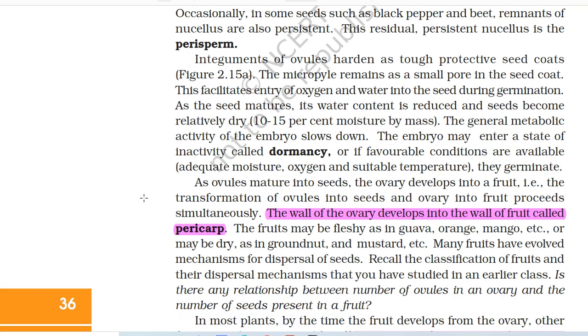Integuments of ovules harden as tough protective seed coats. The micropyle remains as a small pore in the seed coat. This facilitates entry of oxygen and water into the seed during germination. As the seed matures, its water content is reduced and seeds become relatively dry, 10 to 15% moisture by mass. The general metabolic activity of the embryo slows down. The embryo may enter a state of inactivity called dormancy, or if favorable conditions are available, adequate moisture, oxygen and suitable temperature, they germinate.